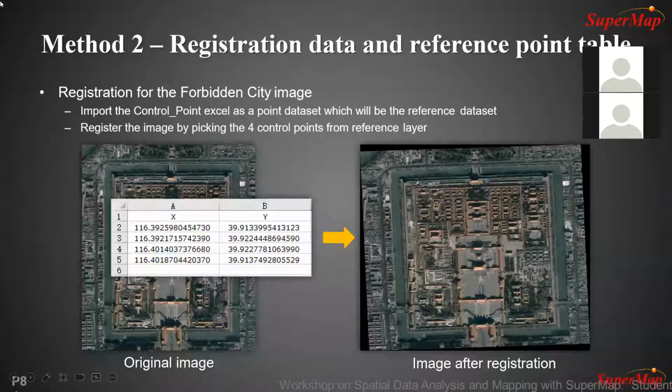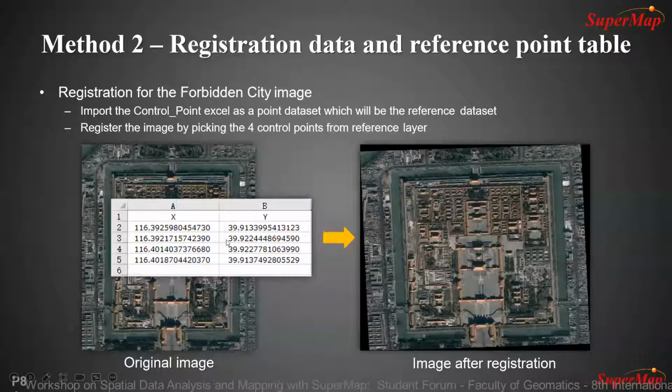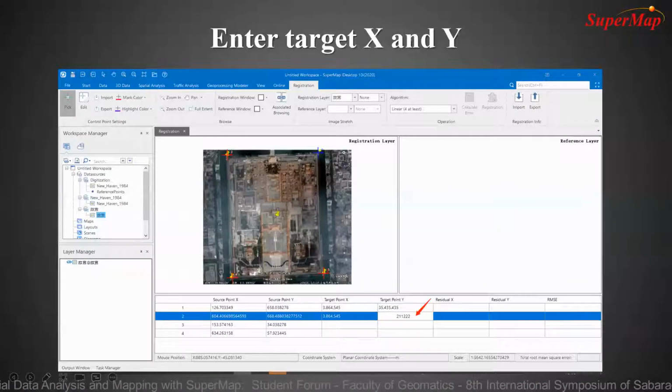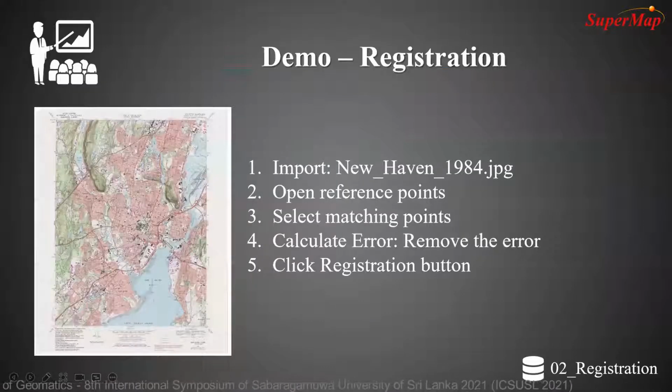And this is the registration data and reference point table. For this one, we just need to set the reference layer and then input. And if we get the coordinates, we can import them to do the registration. For the source point X and source Y, we can choose from here, and for the target point X and Y, we can just input them. So this demo I will show you.